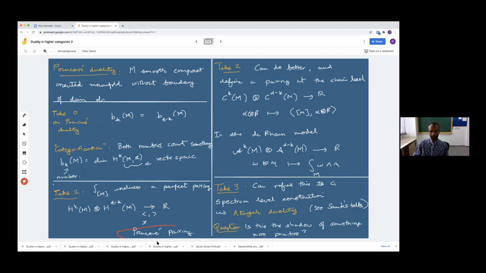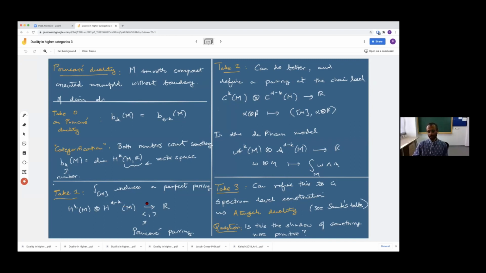And this is what you might call the Poincaré pairing. And this is a perfect pairing, meaning that it identifies H^k of M with the dual of H^(d-k) of M. So look what we have done. Earlier we just had an equality of numbers, but that equality didn't tell you how the objects that those numbers are counting were being identified. But stating it in this way tells you how we are identifying H^k of M with the dual of H^(d-k) of M, right? So it really tells you much more information.